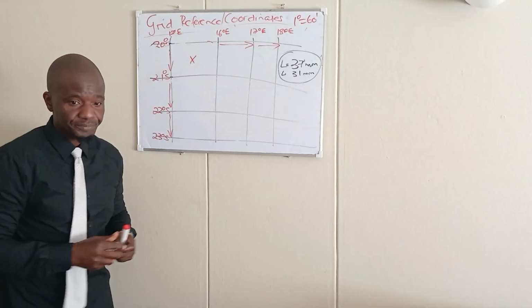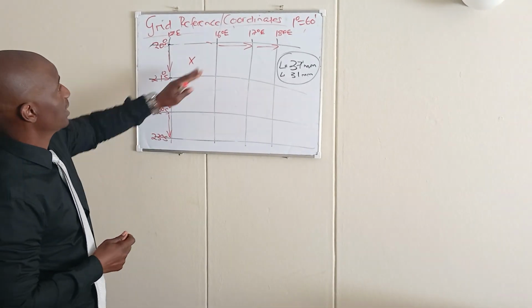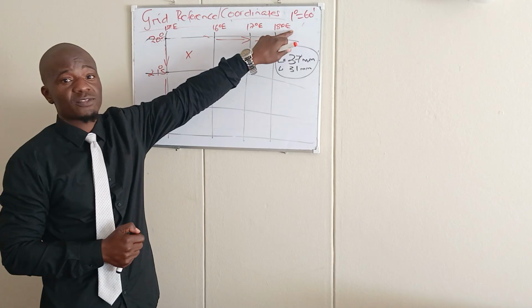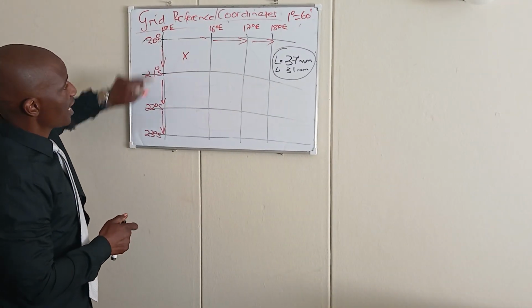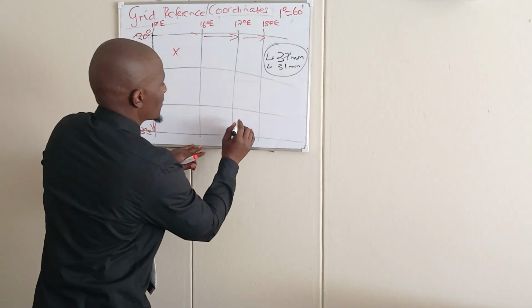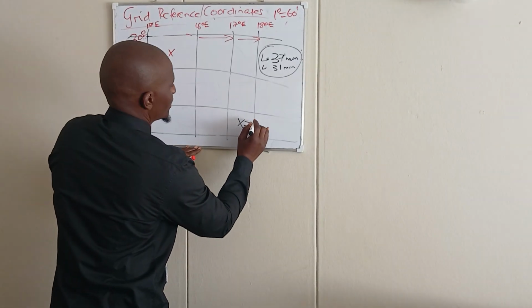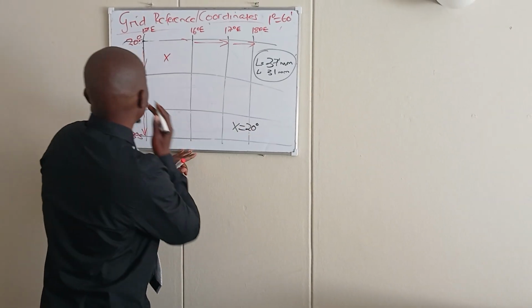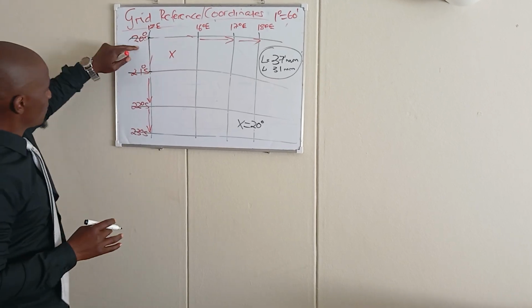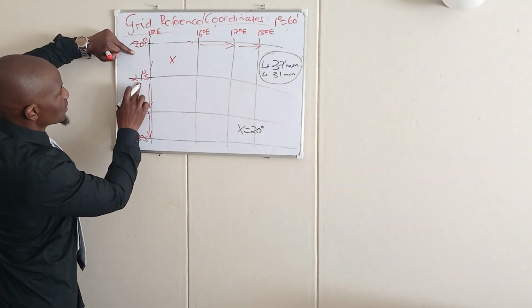So I'm going to use these two measurements in order to calculate the coordinates in terms of minutes. So I have got the degree. Of course, I know that my X is on 20 degrees. I've already said this. My X is on 20 degrees, of course, because it's behind 21.